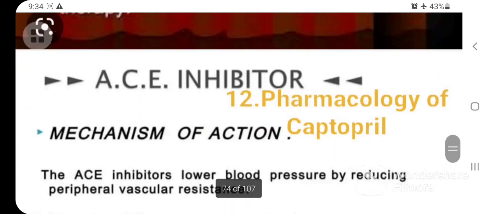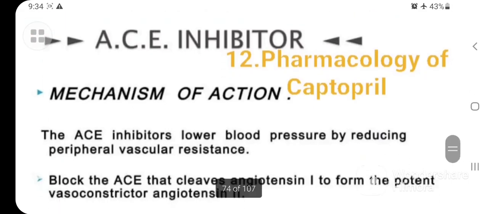Now, next one is ACE inhibitors, the pharmacology of captopril. You know that captopril comes under the class of ACE inhibitors. What are ACE inhibitors? ACE is angiotensin converting enzyme. If the angiotensin converting enzyme gets inhibited, then there is no increase in BP, and BP automatically decreases.